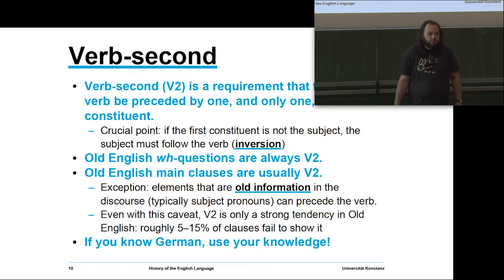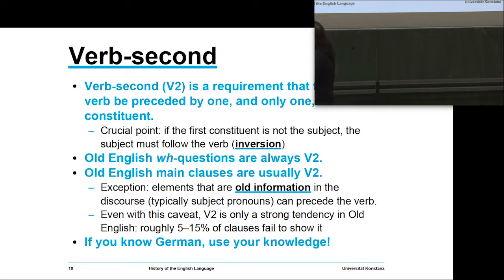And even with this caveat, verb second is not an absolute rule in Old English. It seems to be more of a tendency. You can measure the amount of verb second in Old English using corpora, collections of texts that you can analyze quantitatively, and then you find that some percentage of clauses just fail to show verb second for reasons that aren't very well understood.